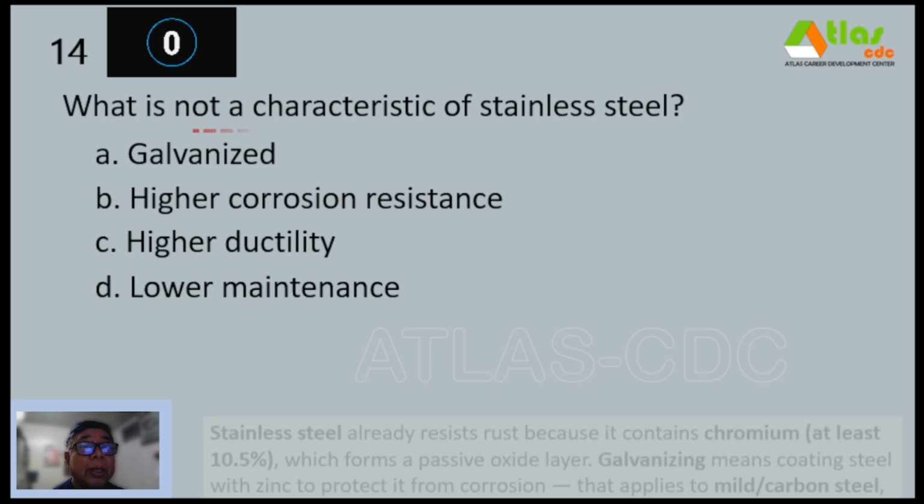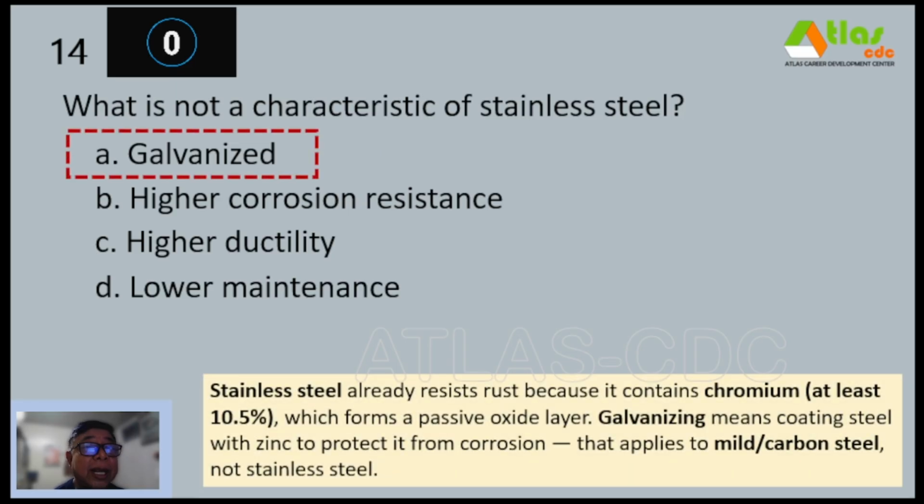And our correct answer is letter A, galvanized. So stainless steel already resists rust because it contains chromium, at least 10.5%, which forms a passive oxide layer. Galvanizing means coating steel with zinc to protect it from corrosion, and that applies to mild carbon steel, not stainless steel.